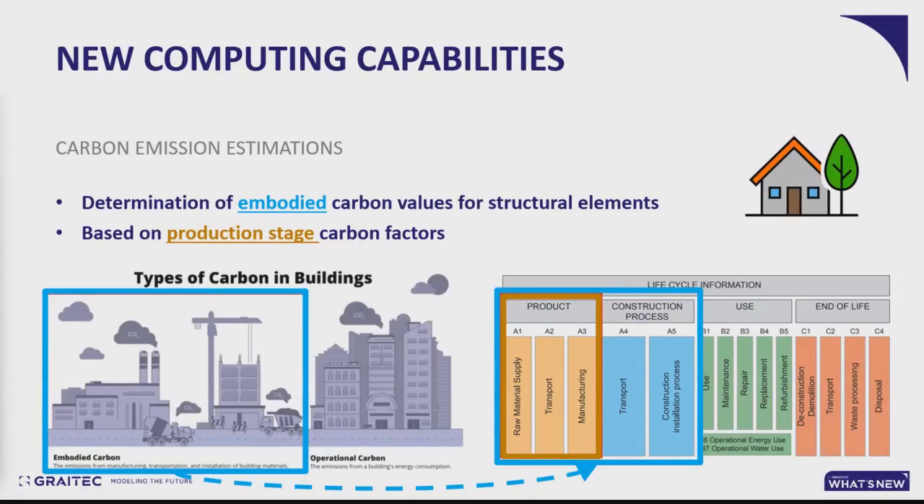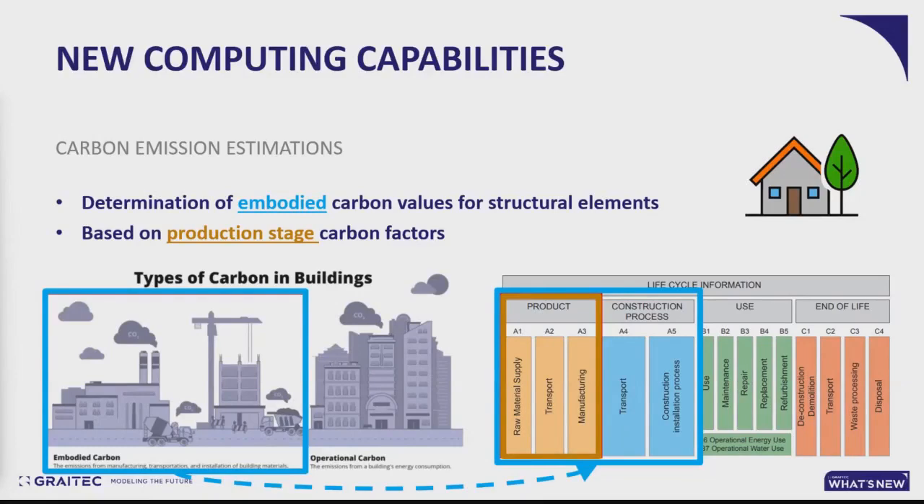Advanced Design is now equipped with new carbon emission calculations to help to evaluate the environmental impact of the choices of construction materials. The main purpose of such calculations is to determine the embodied carbon values for structural elements. Embodied carbon is the carbon dioxide emissions associated with materials and construction processes in the life cycle of a building. This includes the emissions from manufacturing and transport of our building products.